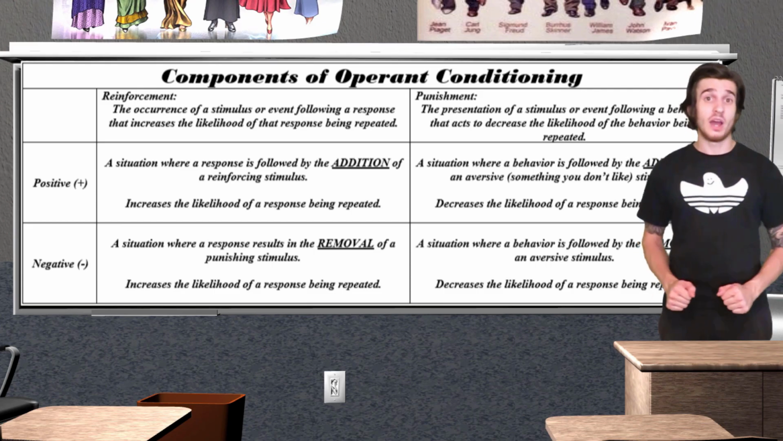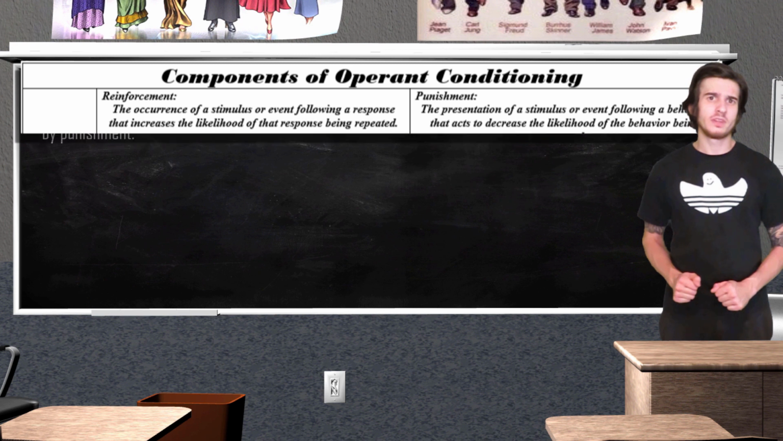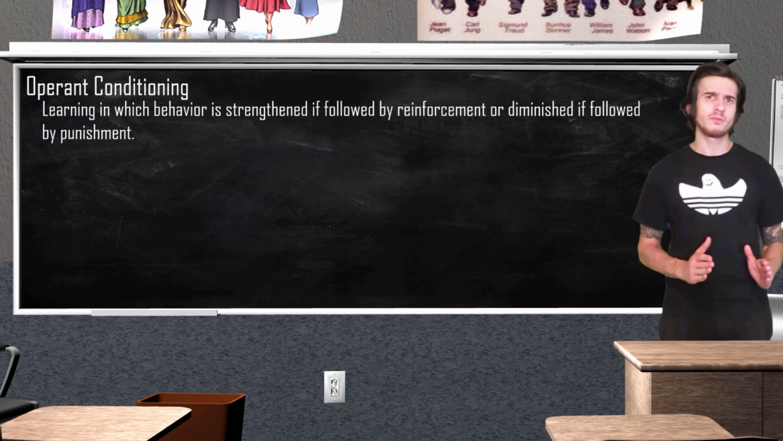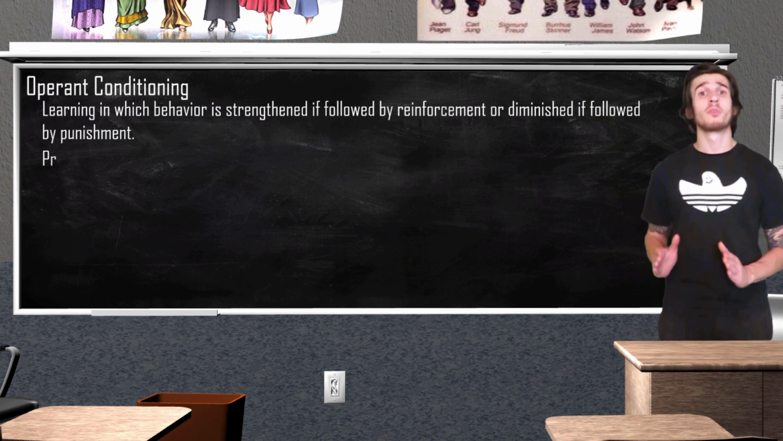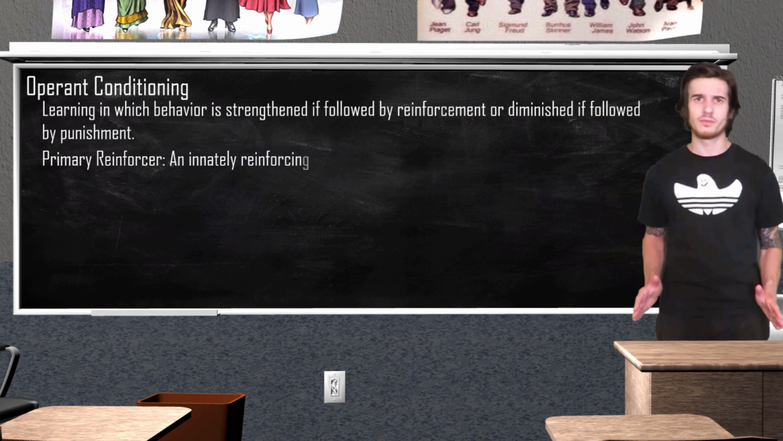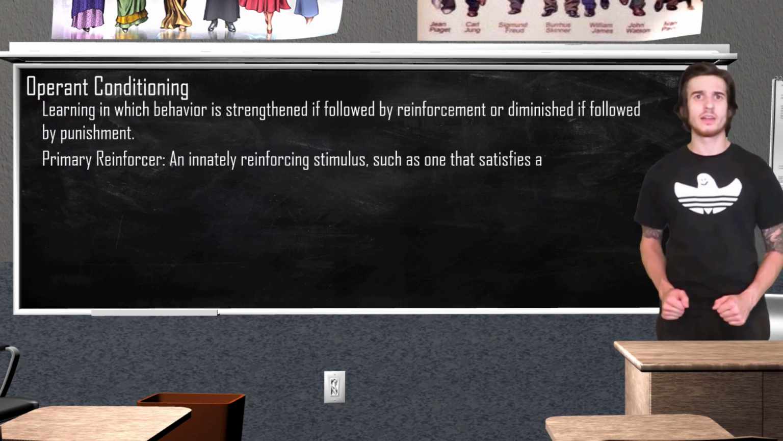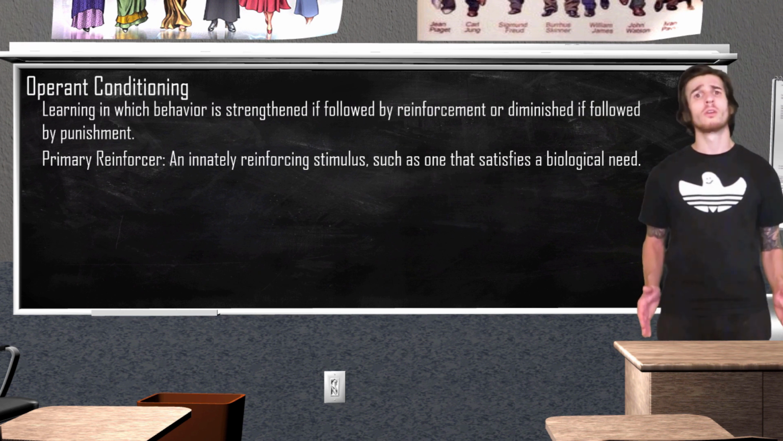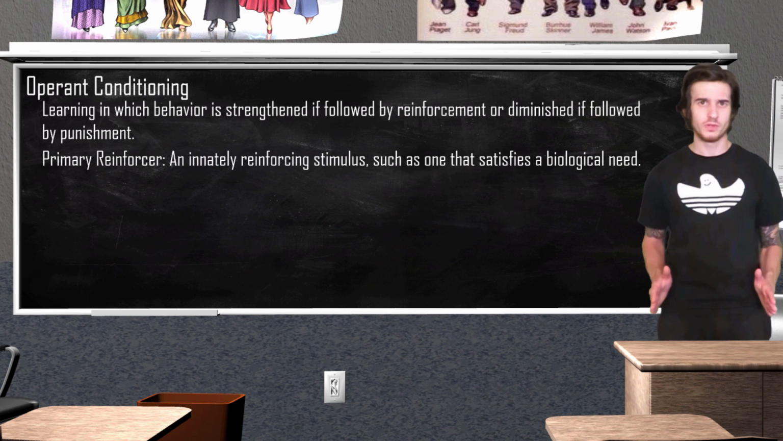So those are your basics for operant conditioning. However, there's still going to be a few things I would like to talk to you about before moving on to the practice problems. Reinforcers used in operant conditioning can be either primary reinforcers or conditioned reinforcers. A primary reinforcer is going to be any type of reinforcement that satisfies a biological need. These are things such as eating food or being relieved of some type of pain, such as a headache, are all considered to be primary reinforcers.